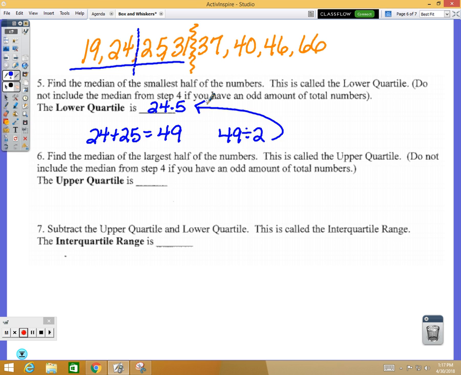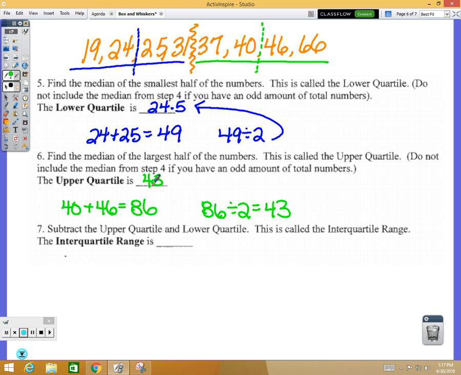Now I'm going to do the same process for the upper half. We're looking at these four numbers, and I'm looking in between my 40 and my 46. So I'm going to do 40 plus 46. That gives me 86, and 86 divided by 2 is 43. So 43 is my upper quartile.